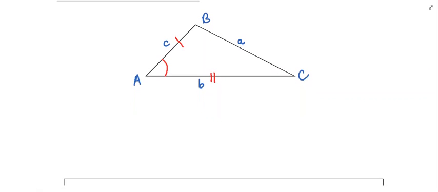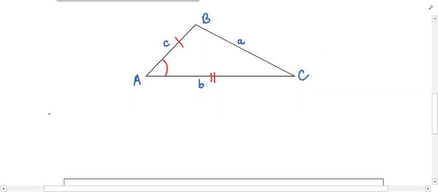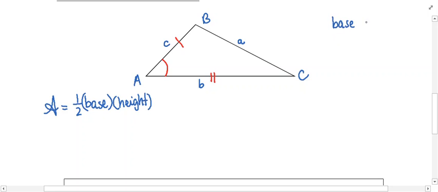Well, we know the area is 1/2 times the base times the height. When we look at this triangle, we immediately know the length of the base. The base is going to be side length B here. Whatever that length is, that is the base. The height is going to be a little more difficult to get. So let's talk about that.